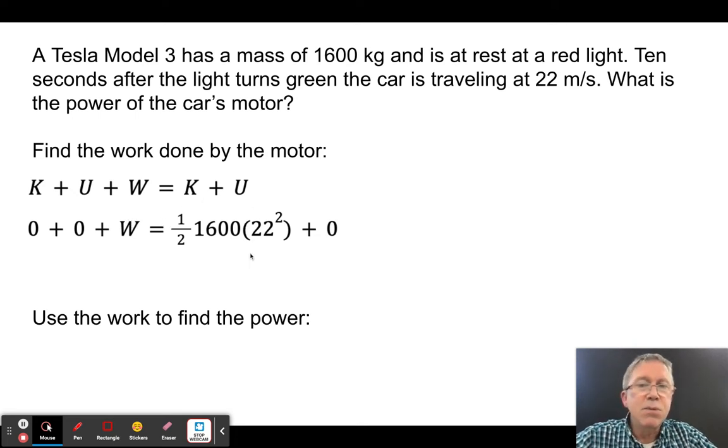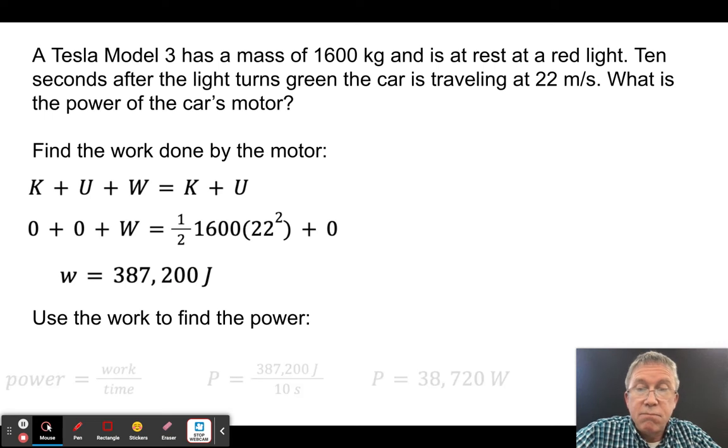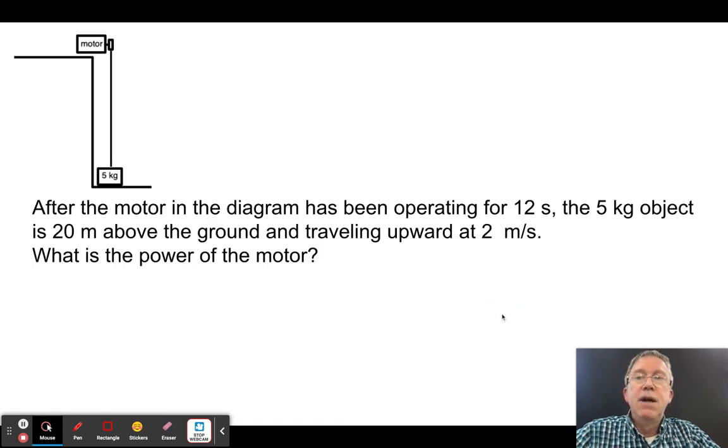Here's how much kinetic energy we ended up with: 1/2 of its mass times its velocity squared. Plus, it didn't have any gravitational potential energy. So really, work is just whatever this equals. That's what work is. It turns out that equals 387,200 joules. Okay. Now, power is just the rate at which that work was done, right? Power is just work over time. The work that was done was this many joules of work was done in 10 seconds. So therefore, the power demonstrated by this car would be 38,720 watts of power.